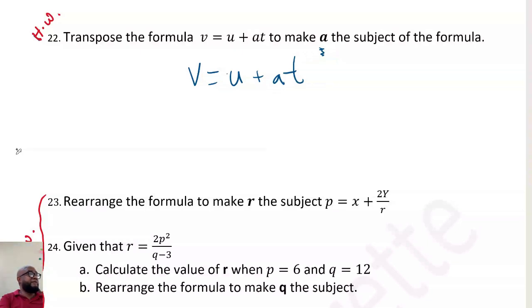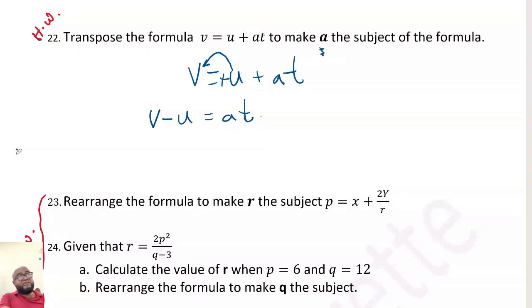We're going to move the T. No, we can't move the T first. I move the U. You gotta move the U. So this is plus U. When plus U comes to the other side, what does it become? So we put back the V first, right? So this will be V minus U is equal to what remains on the right? AT.